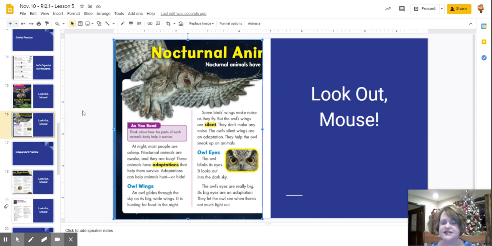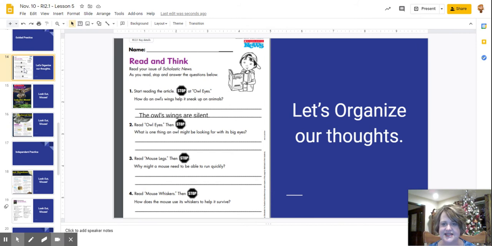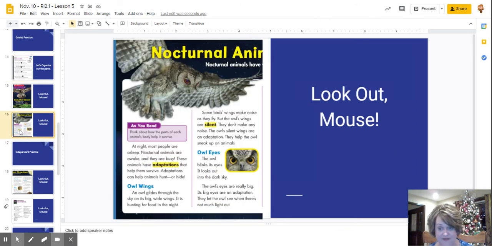All right, so let's see what our question says. It says, what is the one thing an owl might be looking for with its big eyes? Well, I don't think that paragraph answered that question.